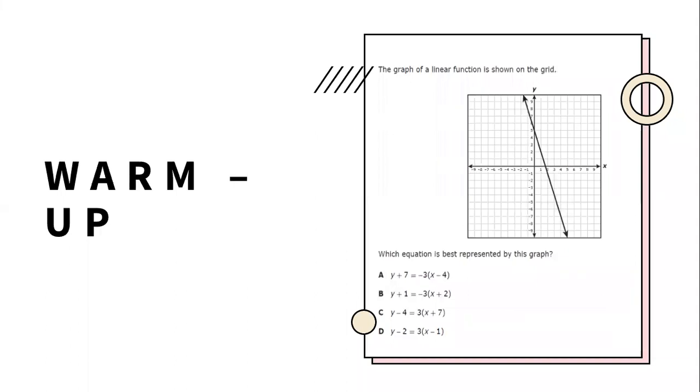Even if you can barely see the points, I'm gonna say out loud the multiple choice answers. A says y plus 7 equals -3 times x minus 4. B: y plus 1 equals -3 times x plus 2. C: y minus 4 equals 3 times x plus 7. D: y minus 2 equals 3 times x minus 1. Which ones can you automatically cross out without doing any work, and why?